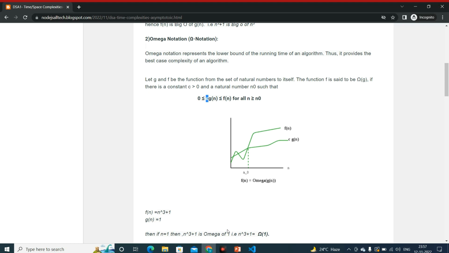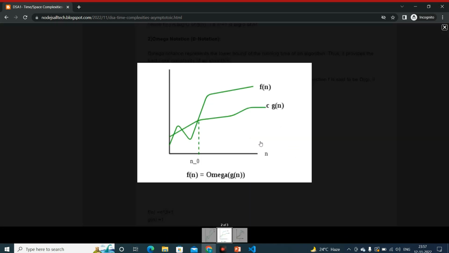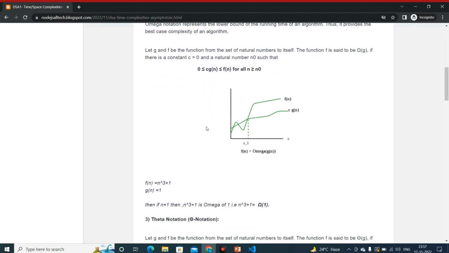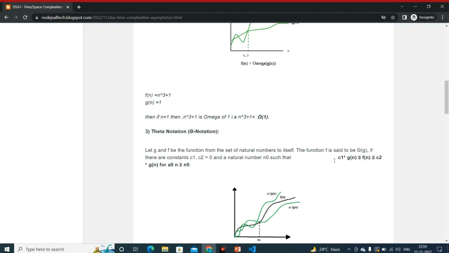Hence here we can say that f of n is omega of cg of n. And the graph is also telling us the same, that f of n is appearing above the cg of n, and cg of n lies between 0 and f of n. So this is called the omega notation. Now theta notation. Again, the definition is there.